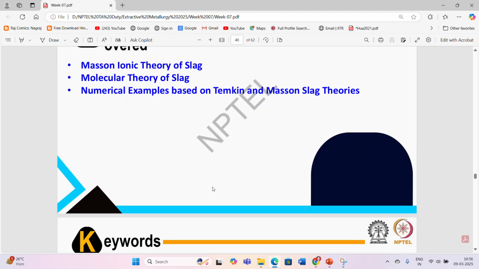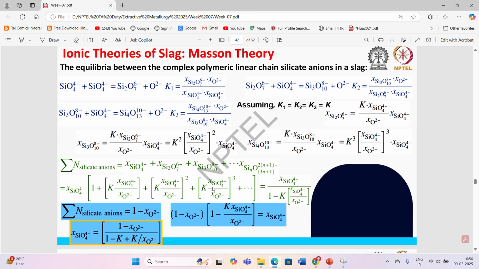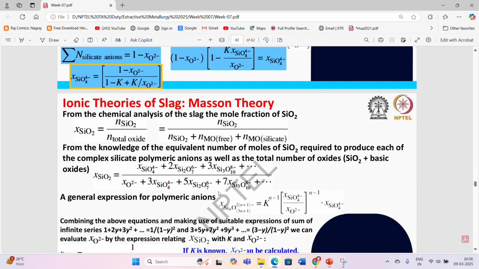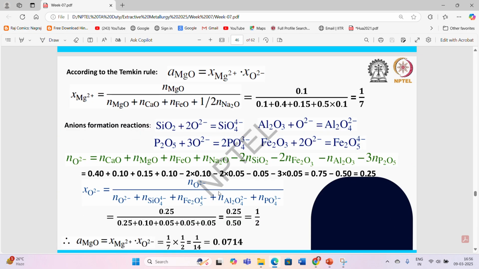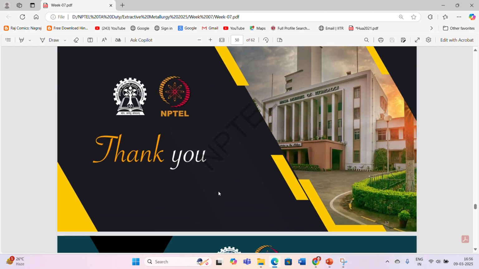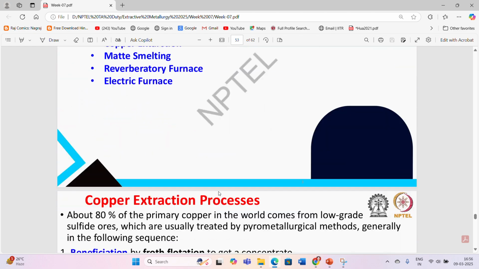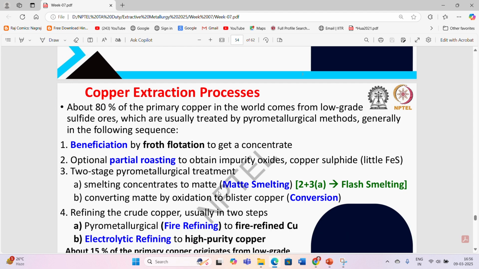Okay, then coming to the next lecture. So this is the formulation for the ionic theory of Masson, then the molecular theory of slag, then there are some numericals based on these theories.